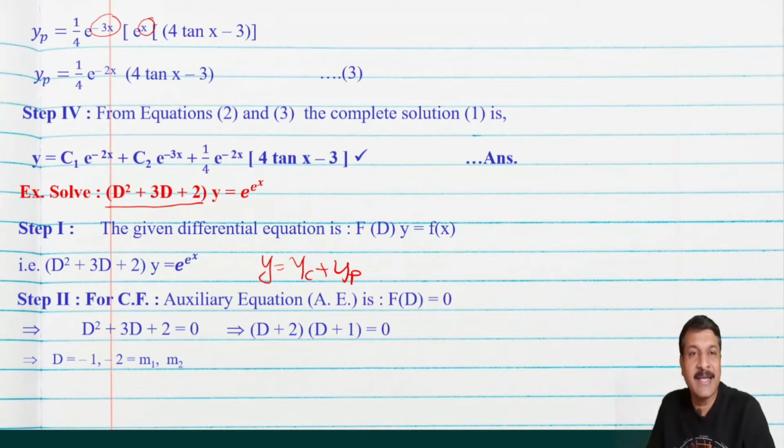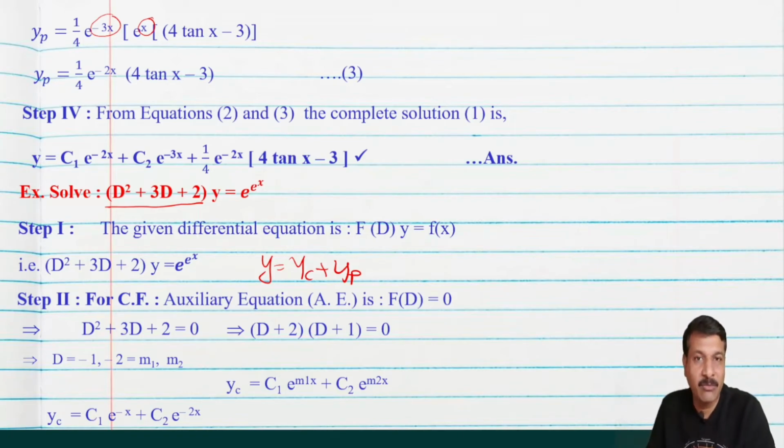And that is why I can write CF as c1 e raised to minus x plus c2 e raised to minus 2x. So I think up to CF, no doubt. Is it? Now the particular integral. What is the particular integral?